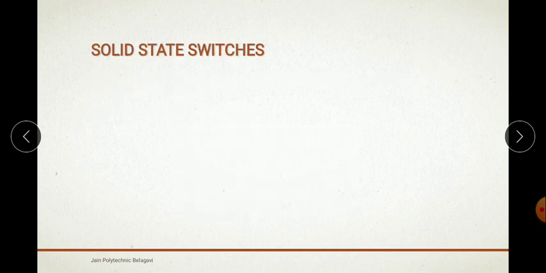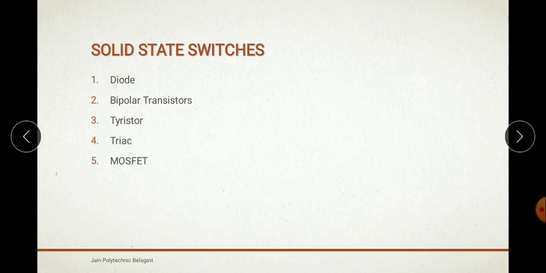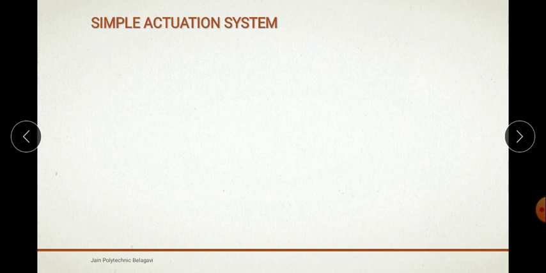Next, solid state switches. There are different types of solid state switches which you can find. Basically there are 5 types of solid state switches. They are the diodes, the bipolar transistors, the thyristors, the triac, and the MOSFET. Here we are going to study one by one in detail. Before that, let us start with the next one, that is the simple actuation systems.